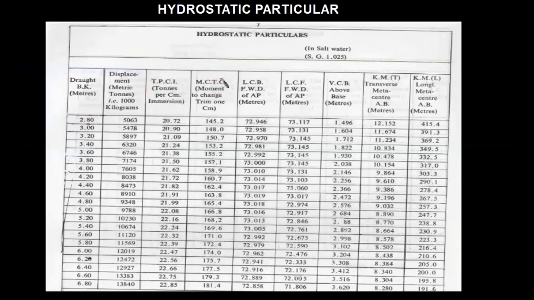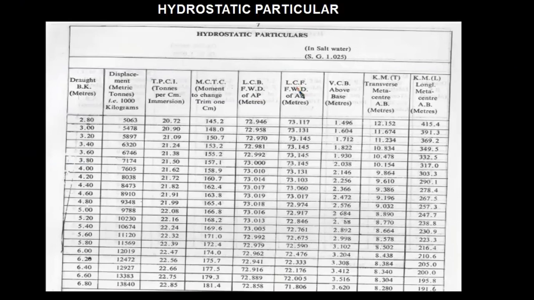That means it depends how much moment you are going to create, and whatever moment you create, it is going to change the trim by 1 centimeter. LCB, that is longitudinal center of buoyancy, from forward of half perpendicular. So suppose your vessel is like this, and there is a center of buoyancy here. This is taken from half perpendicular. By the way, this is the propeller.